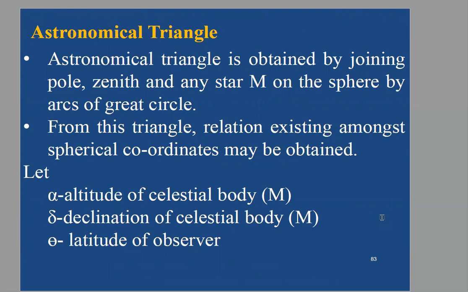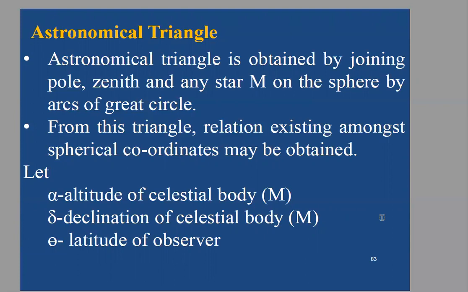Now we have the astronomical triangle. The astronomical triangle is obtained by joining the pole, zenith, and any star, suppose it is M, on the sphere by arcs of great circle. So what is an astronomical triangle?